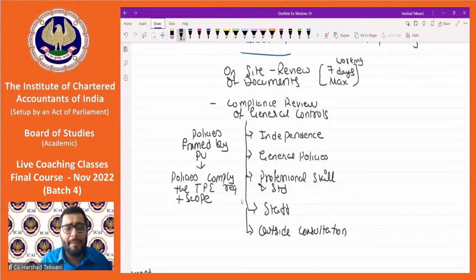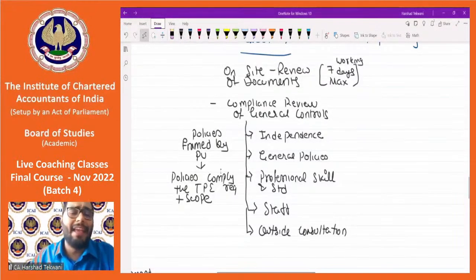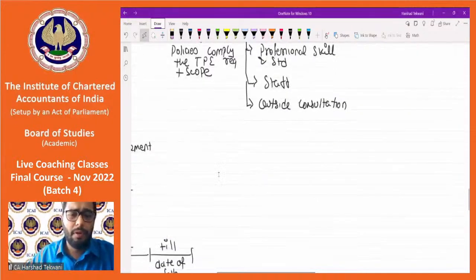So whether the policies on independence are in compliance with the requirements issued by the Institute or any laws and regulations which are there. Okay. So first you will see the general controls regarding this, and you will see how much reliance I can place on these general controls.